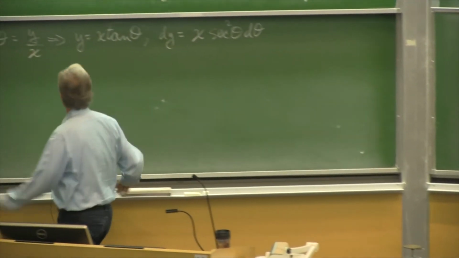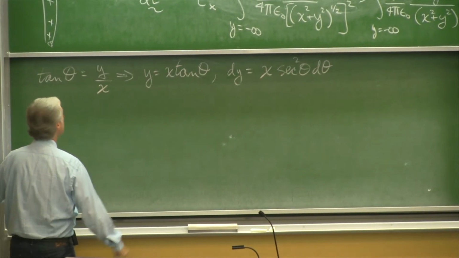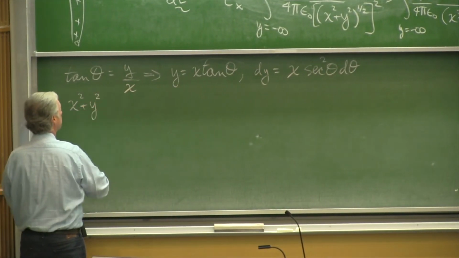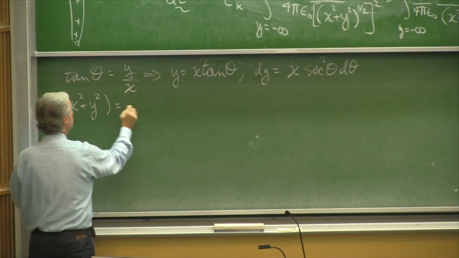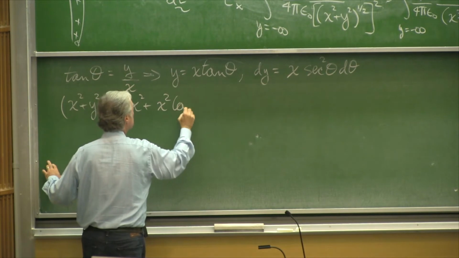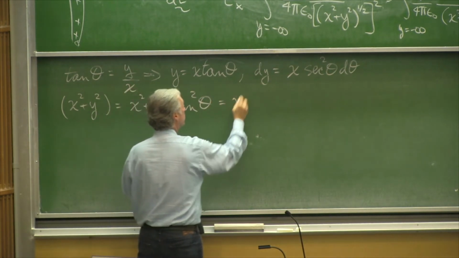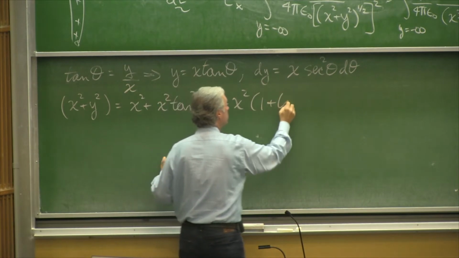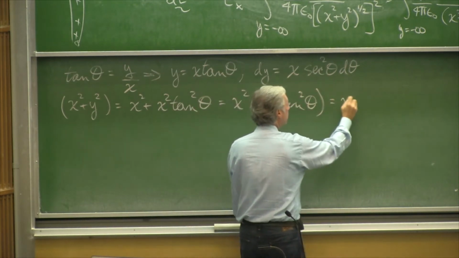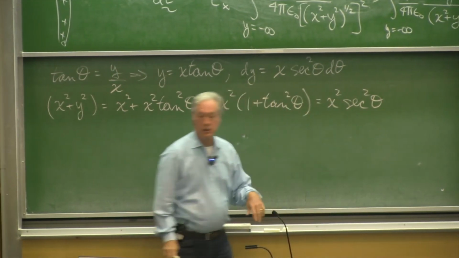Okay, so now let's see. Oh, let's also look at this x squared plus y squared factor. That's x squared plus x squared tangent squared theta. So x squared times 1 plus tangent squared theta. And that's x squared secant squared theta.